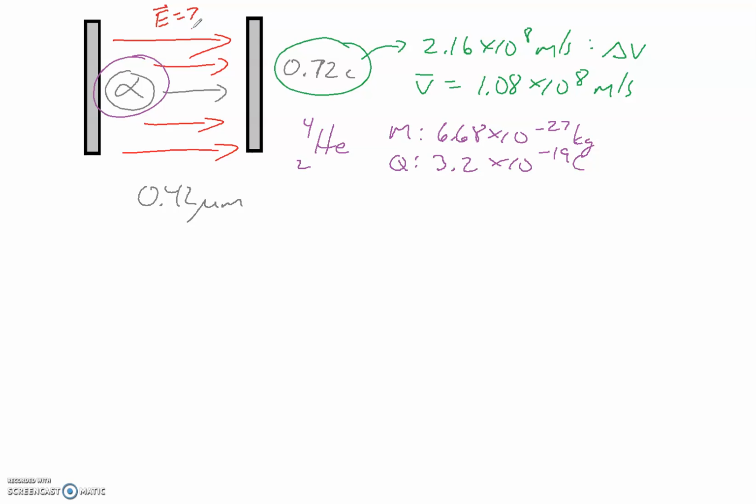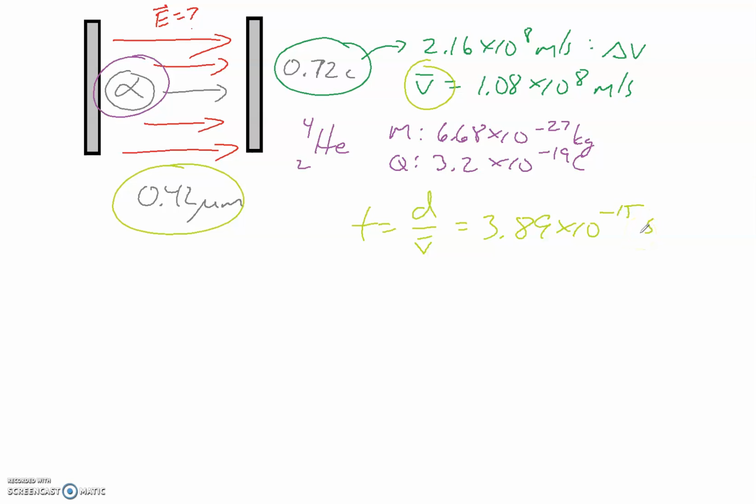To find the electric field, we've got the mass, we've got the charge, we will need the acceleration, and we can find the acceleration by using our basic v quantities and piecing things together. I've got distance and I've got average v. We've done this type of thing before. The time to get across would be the distance divided by the average v. If we do that, it should take approximately 3.89 times 10 to the negative 15 seconds for it to get across.